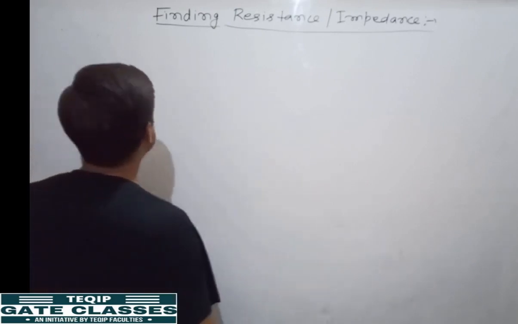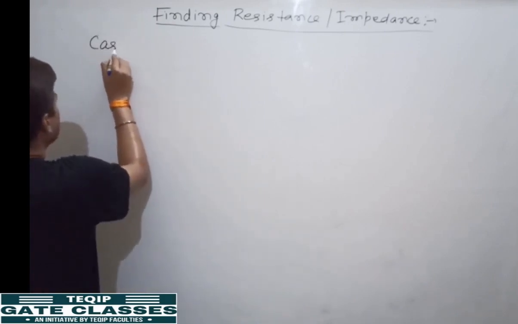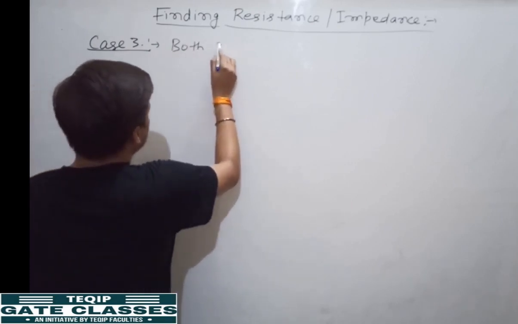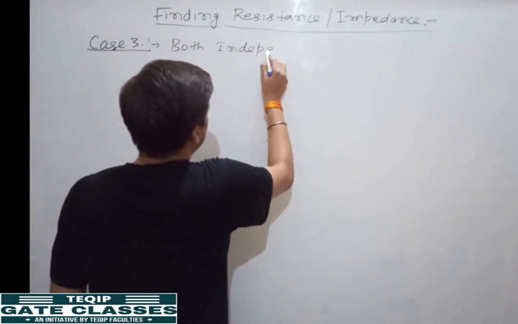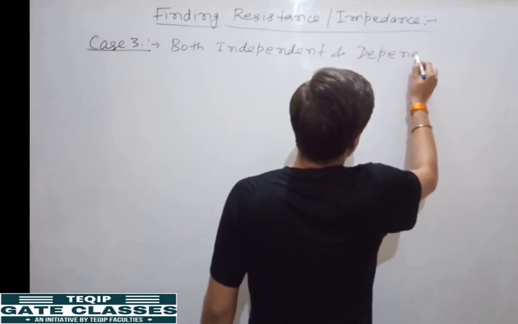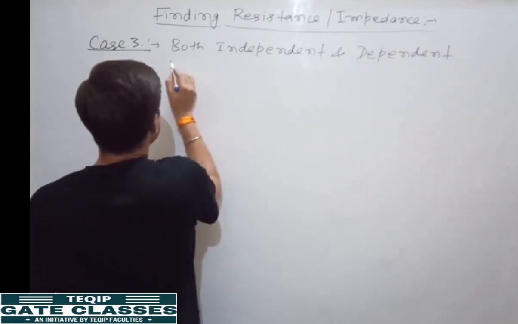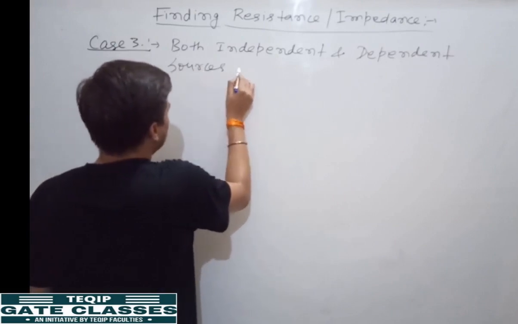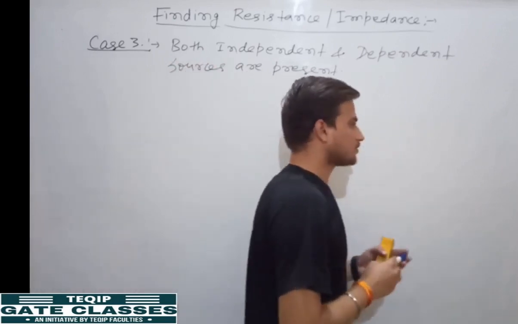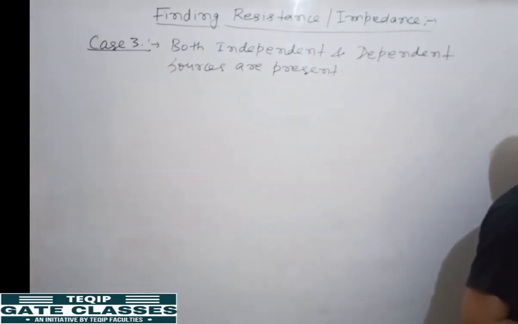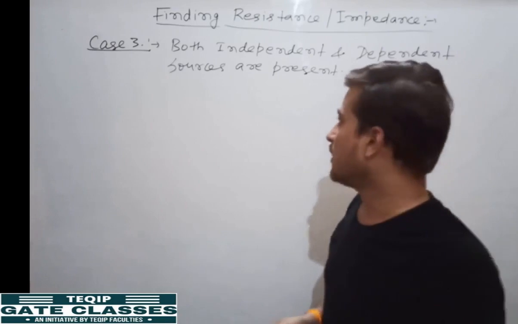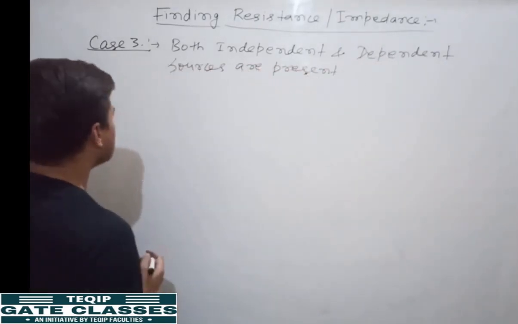Next, let us discuss case 3. Both independent and dependent sources are present. So let us see how to solve if independent and dependent both types of sources are present in the network.